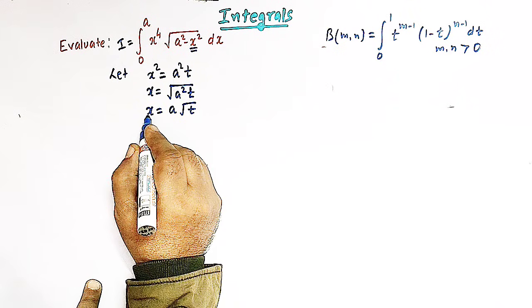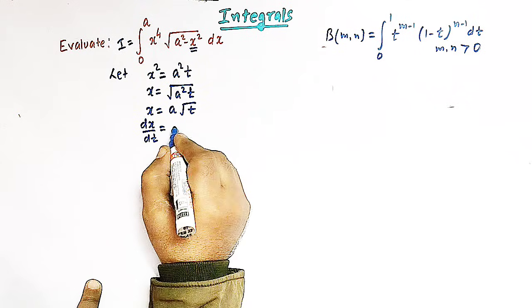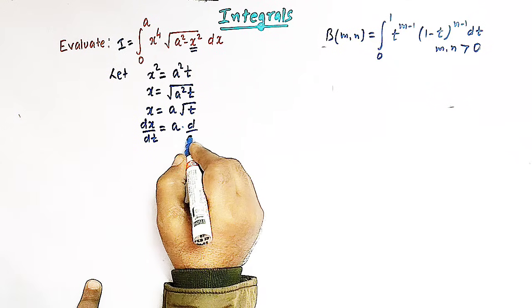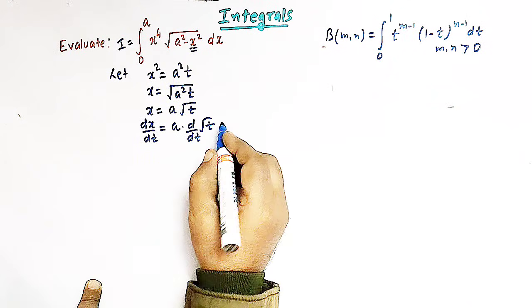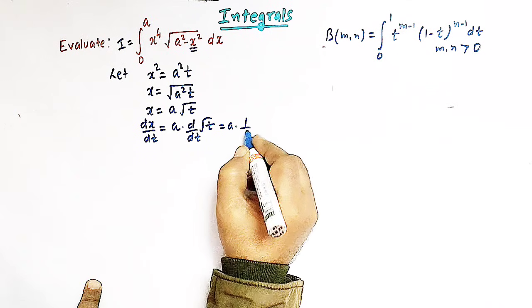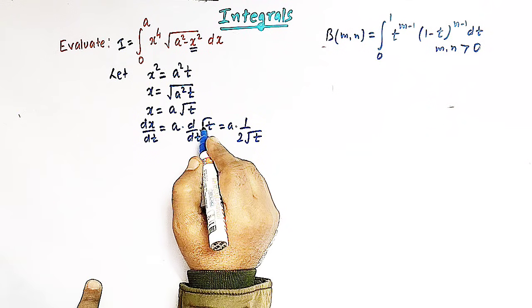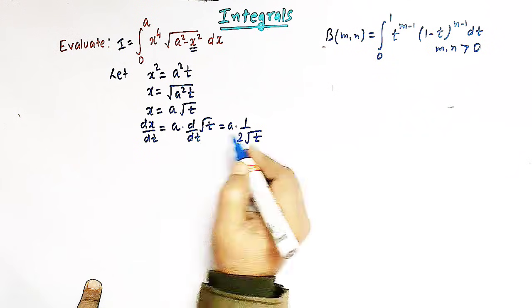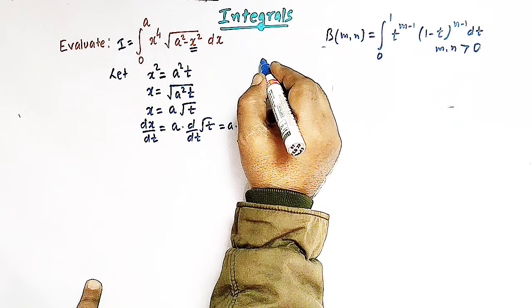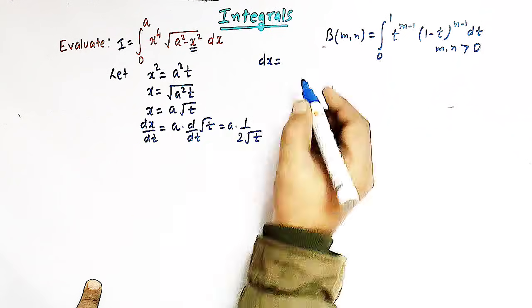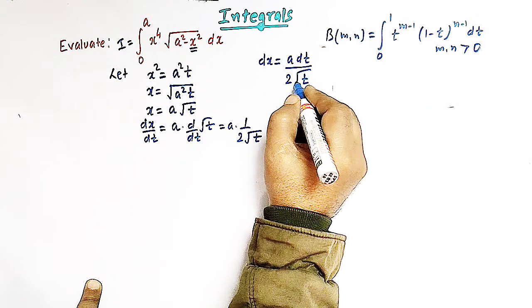Now let us differentiate x with respect to t. So dx over dt is equal to a times the derivative of square root of t. Here a is a constant, so we have a times 1 over 2 times square root of t, because the derivative of square root of t with respect to t is 1 over 2 times square root of t. So now we can write dx is equal to a dt over 2 times square root of t.